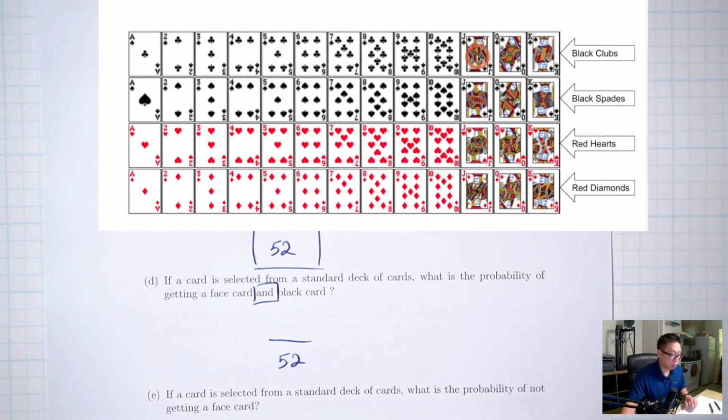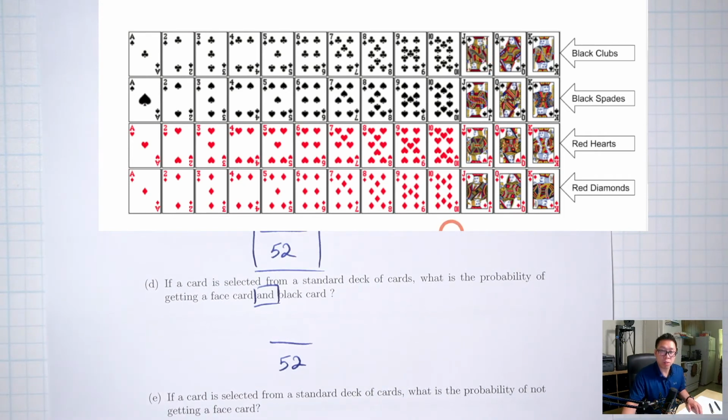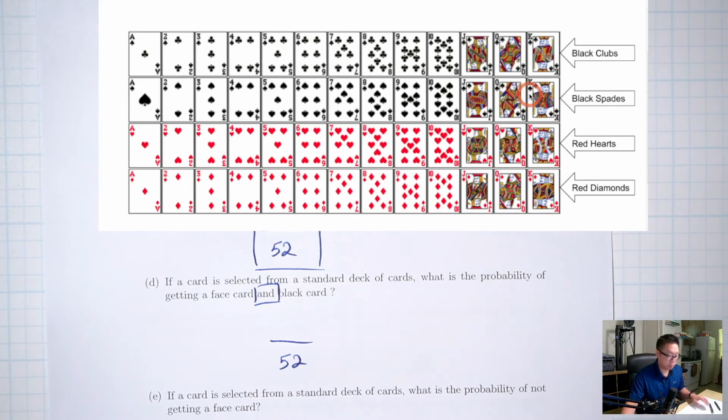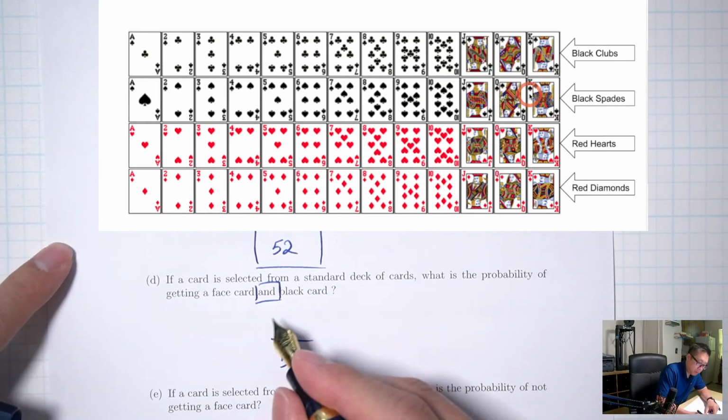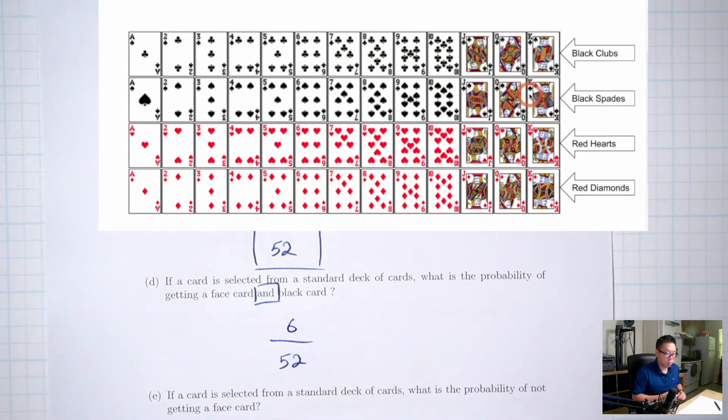So black face cards. Black face cards would be Jack, Queen, King of clubs, Jack, Queen, King of spades, 6. So those are the face cards that are at the same time black.